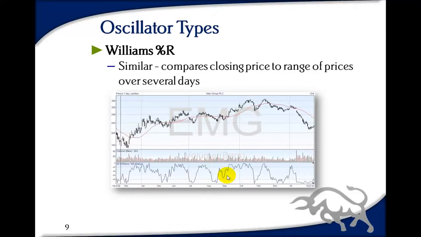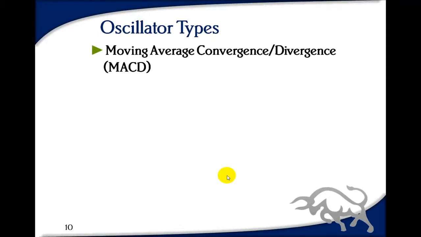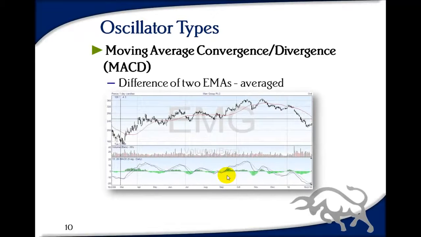And the final type we would like to look at right now is the moving average convergence and divergence indicator, which is shortened and most commonly referred to as the MACD. And that goes back to basically the crossover method that we looked at in the moving average. This is using exponential moving averages rather than simple, and it looks at the difference between the two, the exponential moving averages and the simple moving averages. And then that's averaged out again to smooth it.